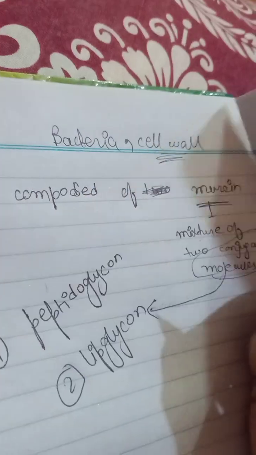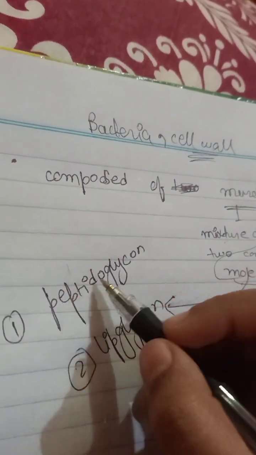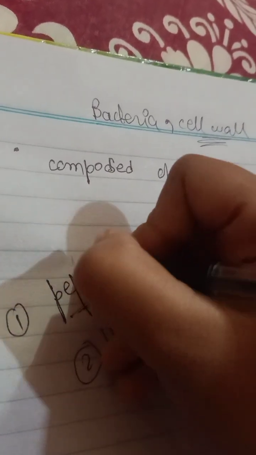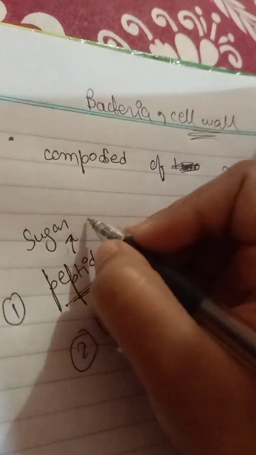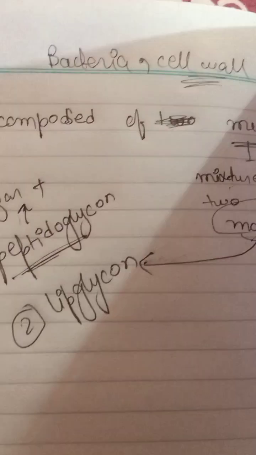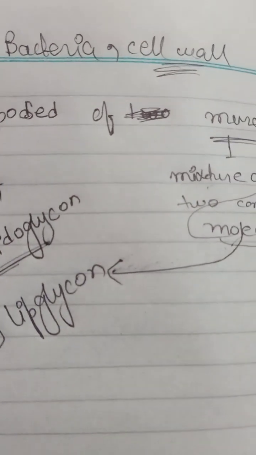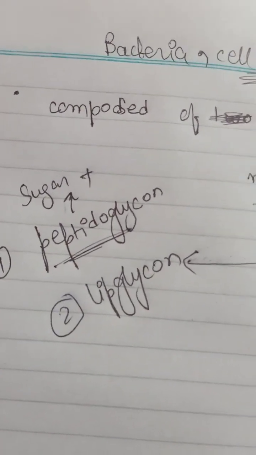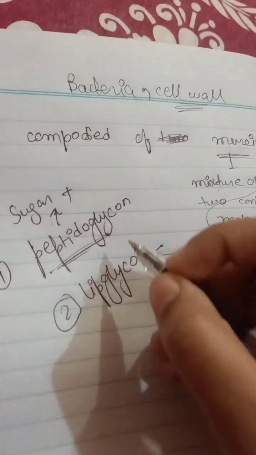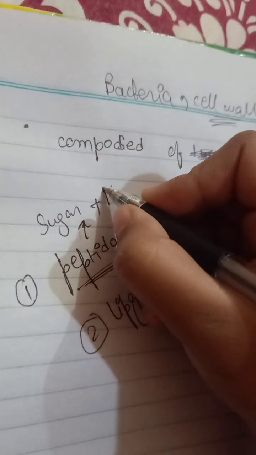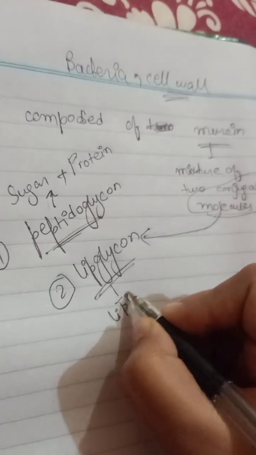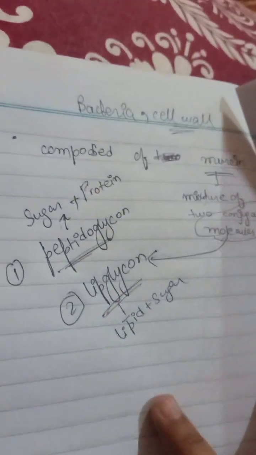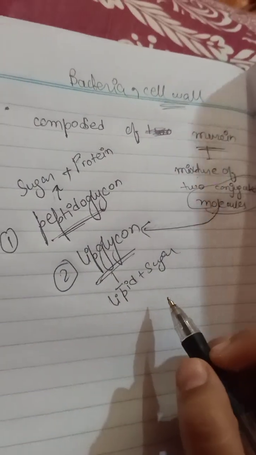If you talk about the peptidoglycan, what does it mean? Peptidoglycan is peptide plus sugar. And the lipoglycan is lipid plus sugar. So this cell wall is basically composed of two conjugated molecules.